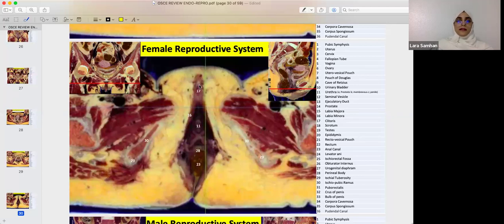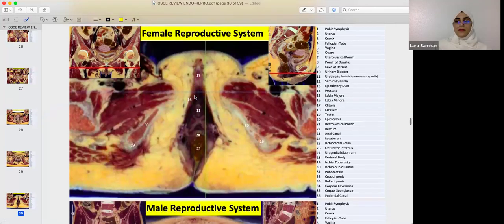Okay. And the first anterior structure that's available at the very beginning of the perineum in the female reproductive system is the, what do you guys think this is? It's the clitoris, right? So the first and the most anterior structure is basically the clitoris. Okay. Okay, moving on.